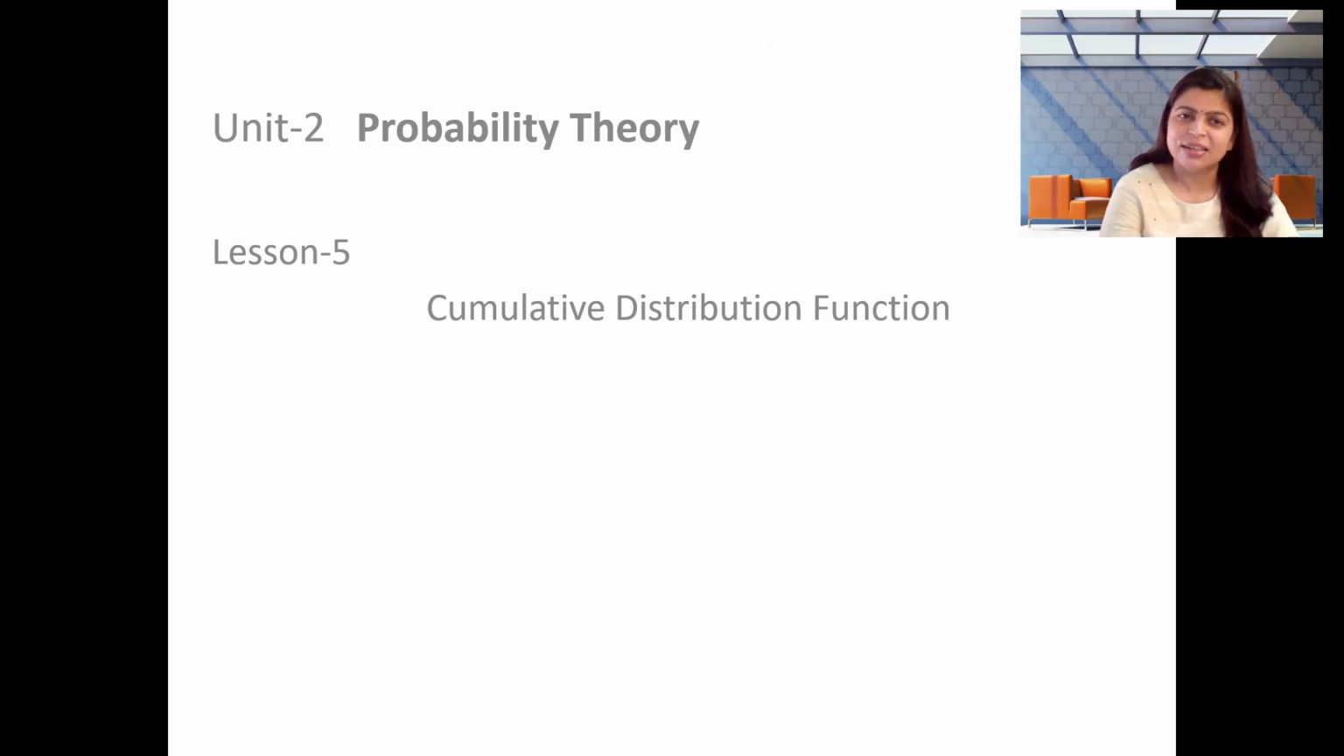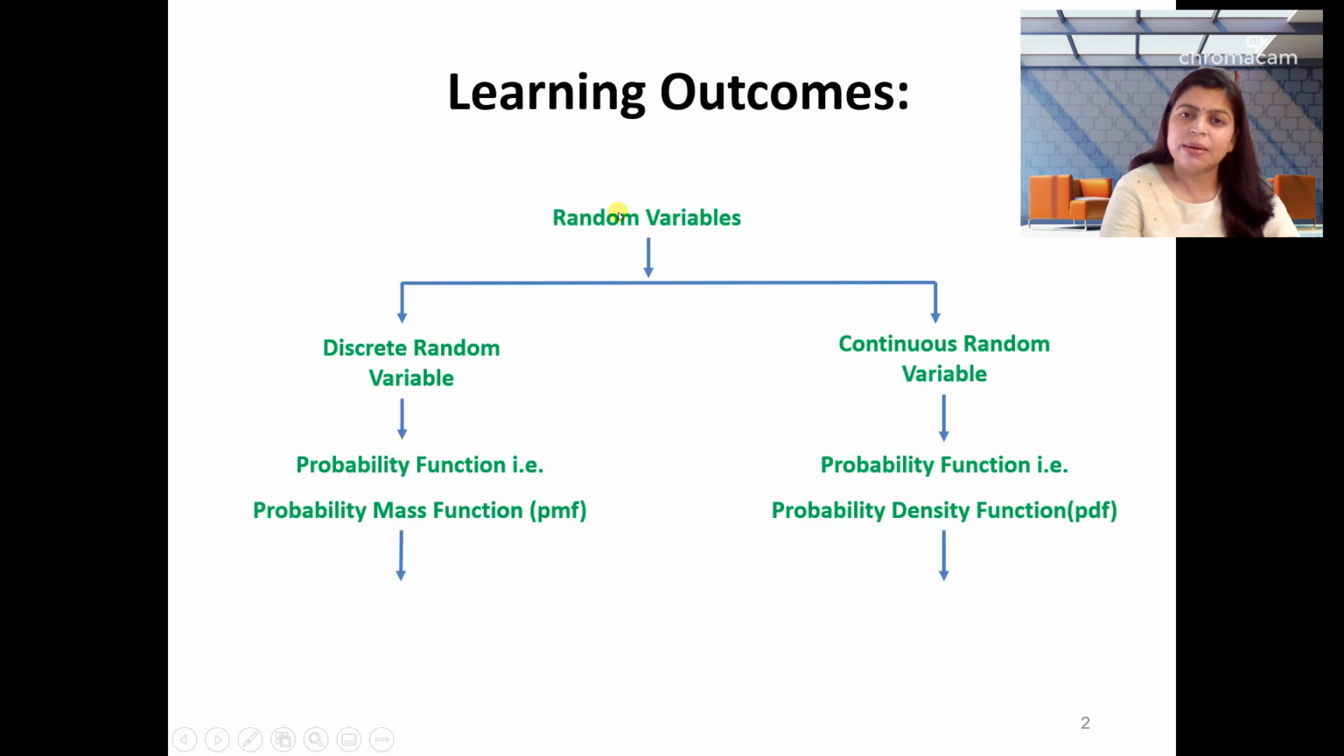Hello students, this is lesson number 5 of unit number 2 and today we are going to learn about the cumulative distribution function. This is a very small topic. If you remember, in the previous lesson we discussed random variables and we learned that we have two types of random variable, discrete and continuous, and then we learned about their probability functions.